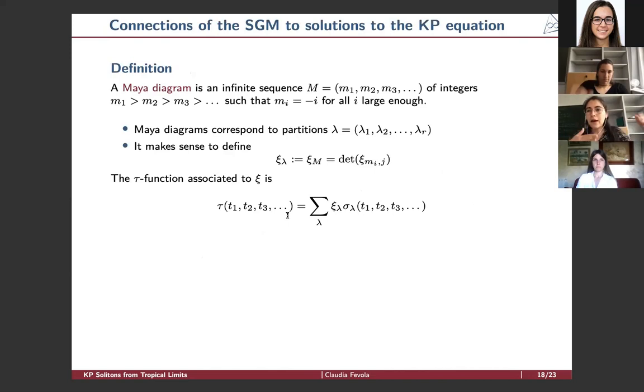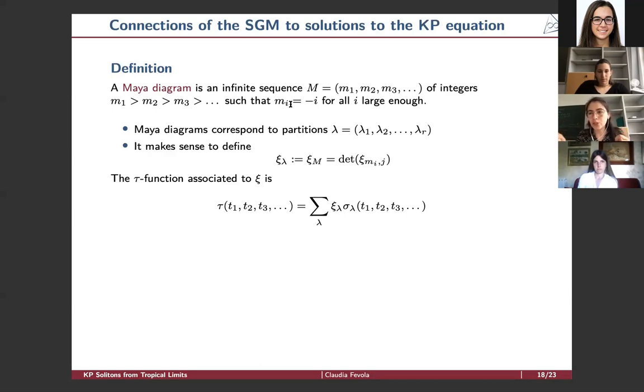So now we wonder, how can we associate a solution to the KP equation starting from a point in the Sato Grassmannian? To do this, we need to introduce some combinatorial objects. We define a Maya diagram to be an infinite sequence of integers, which are all in decreasing order, and such that from some point on, each m_i becomes just equal to minus i. And each Maya diagram can be bijectively sent into a partition.